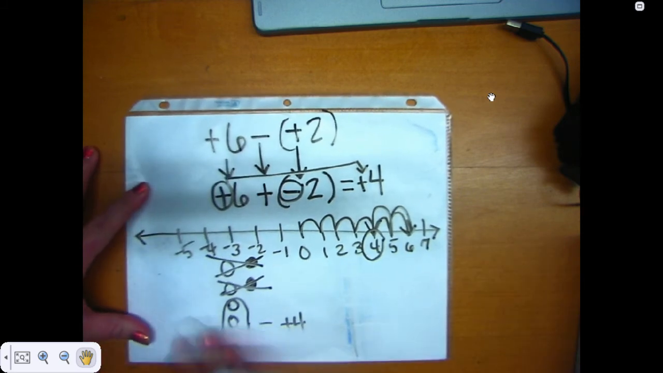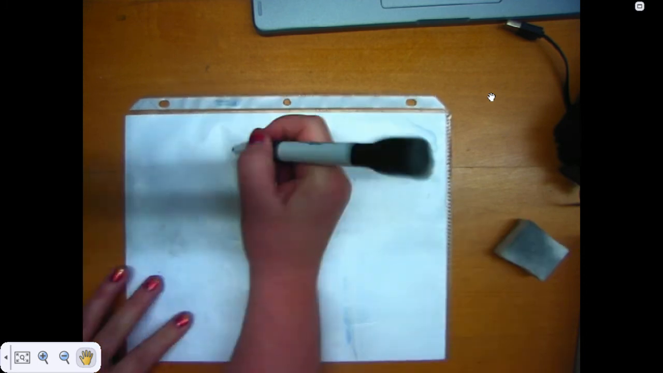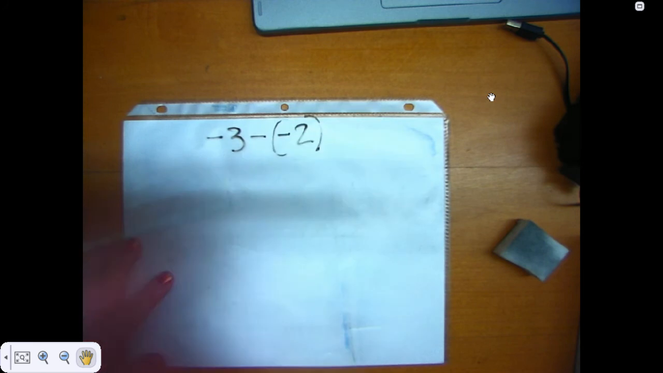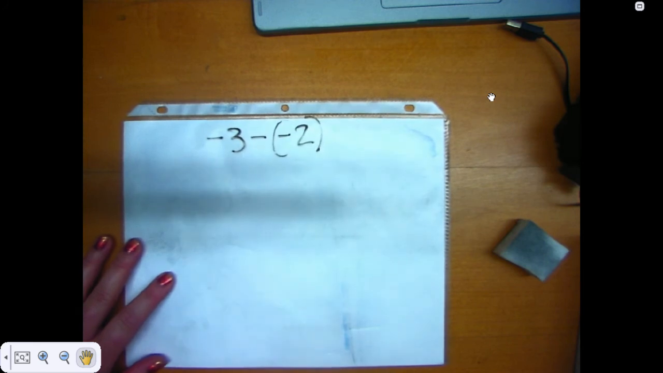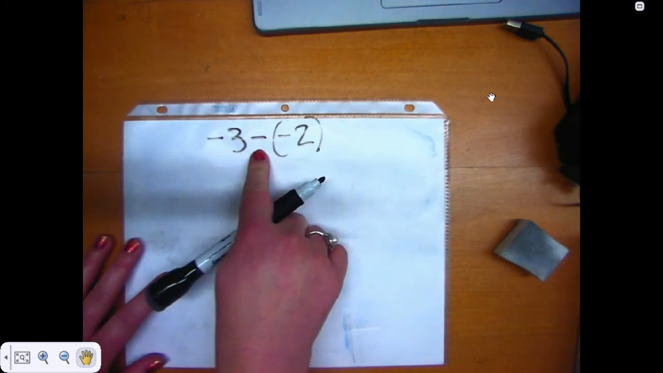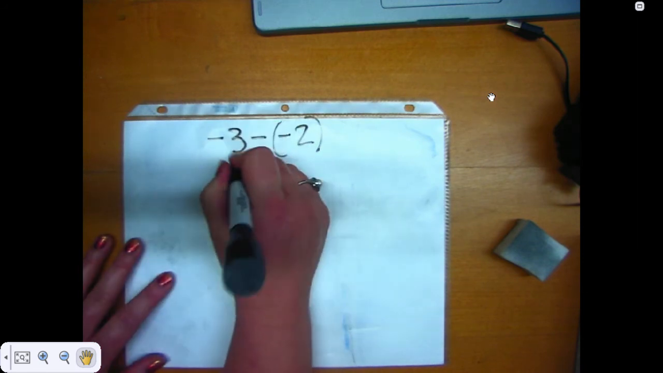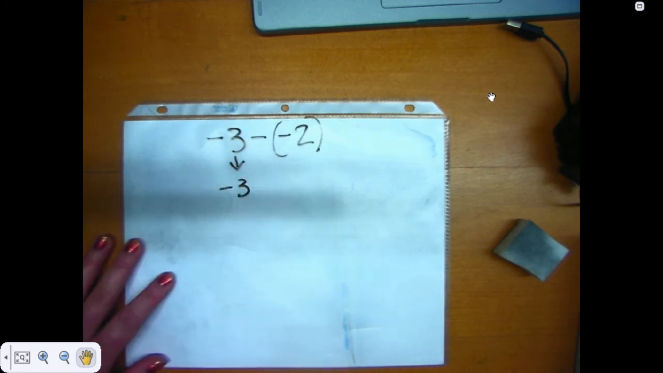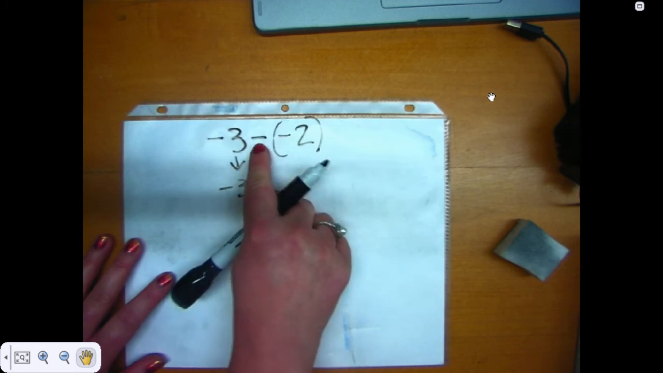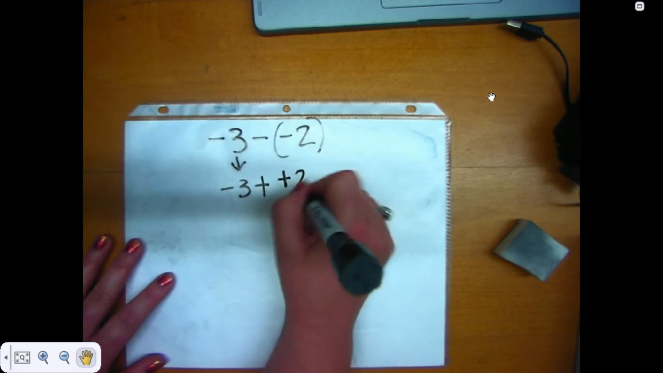Let's do 2 more, and then I'll let you go. What if we have negative 3 minus negative 2? Well, first of all, I notice this is not addition, so I have to change it to addition so I can use my rules. I'm not going to do anything to this negative 3. I'm just going to bring it straight down. I do need to change my subtraction to a positive. And if I change this to a positive, I have to change this to the opposite also. So it's going to be positive 2.